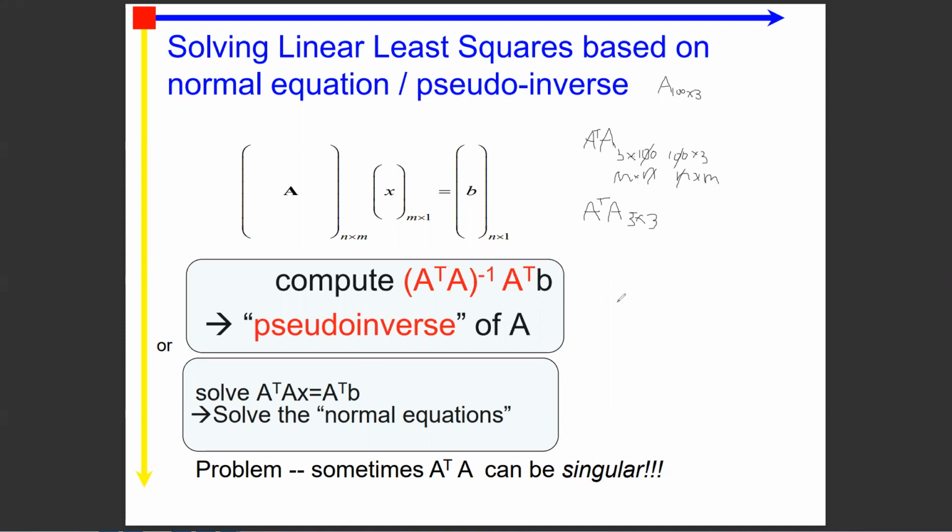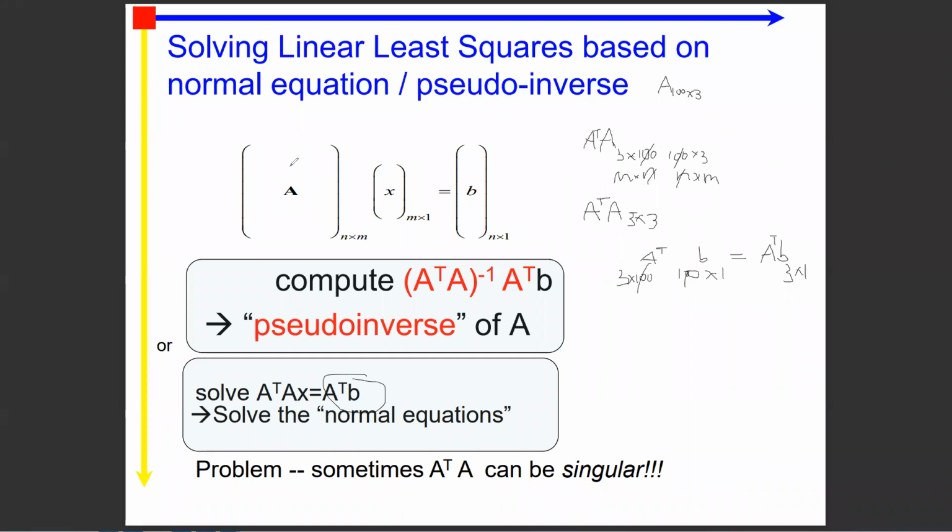And on the right side, you would have A transpose B. Let's say B is still 100 by 1. I'll write it down here, 100 by 1. This is the B vector. And the other A transpose, which is this one here, is also 3 by 100, right? So effectively, we cancel these two, we get 3 by 1. So A transpose times B is 3 by 1. So also reduced. So you're getting a much smaller system of equations.